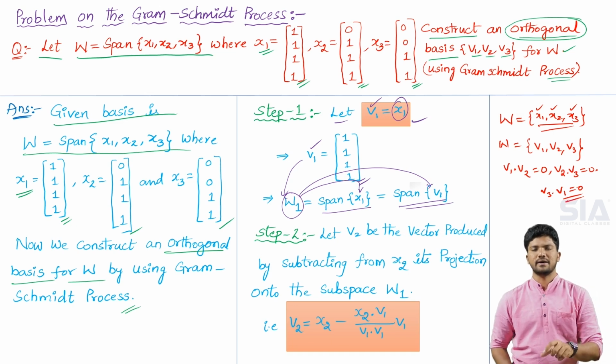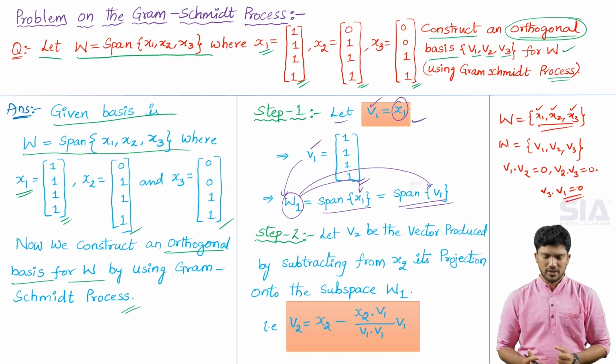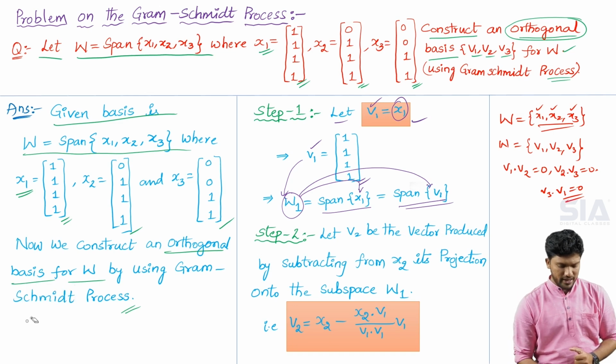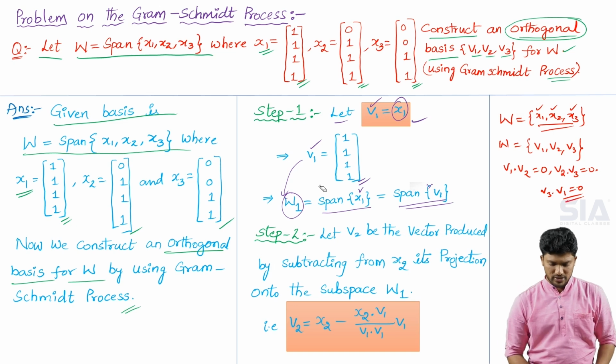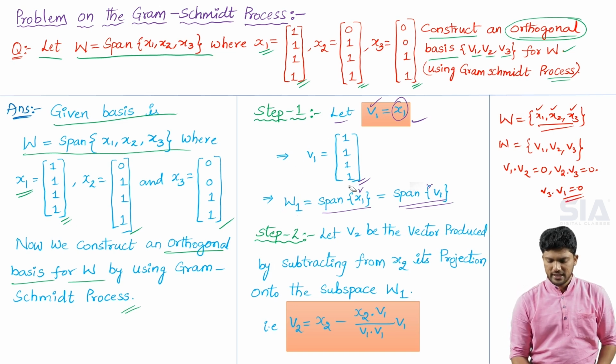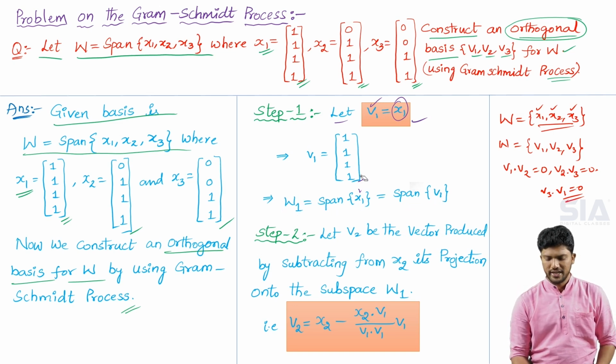Span is nothing but "generated by", we can say. So therefore, with only one vector we have one subspace, that is W1. Next we are taking step 2. In step 1 it is trivial to take v1 equal to x1.